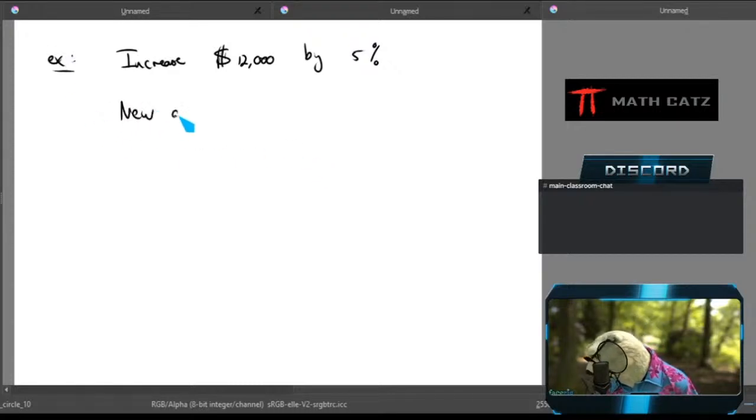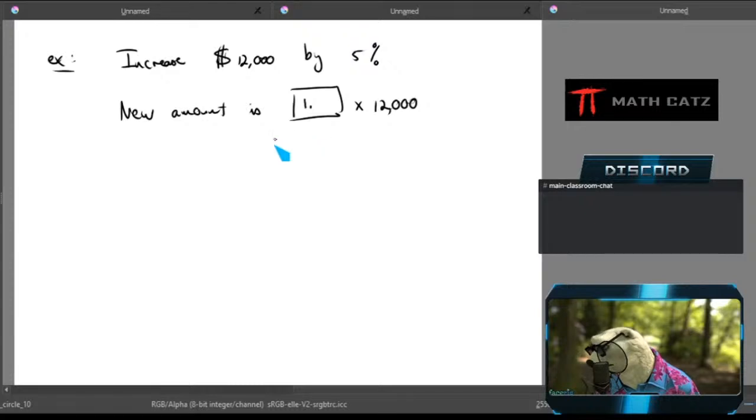Then my new amount is the decimal version, the decimal number I have to construct, of course, applied to 12,000. What is this decimal number? It's 1 point something, because I'm going to go up from my base 12,000. On top of that, I get 5%. What is the decimal version of 5%? 0.05. And then I can calculate that.